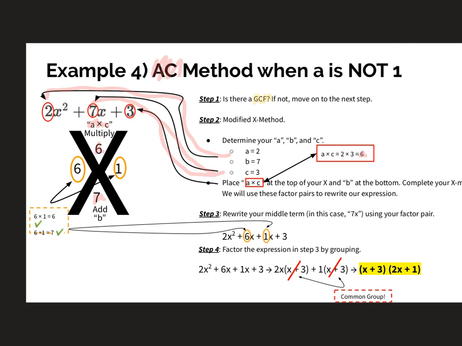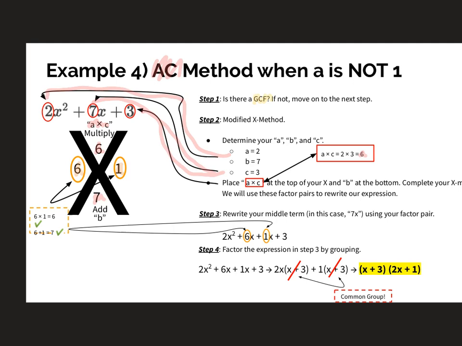The same kind of thought process goes for when we're doing our x method. So you want to just find a factor pair of 6 that adds up to 7. When I think about my factor pairs of 6 that add up to 7, I think of 1 and 6. So let me just highlight that. 1 and 6, because 1 times 6 is 6, and 1 plus 6 is 7. So looks like I did that correctly.